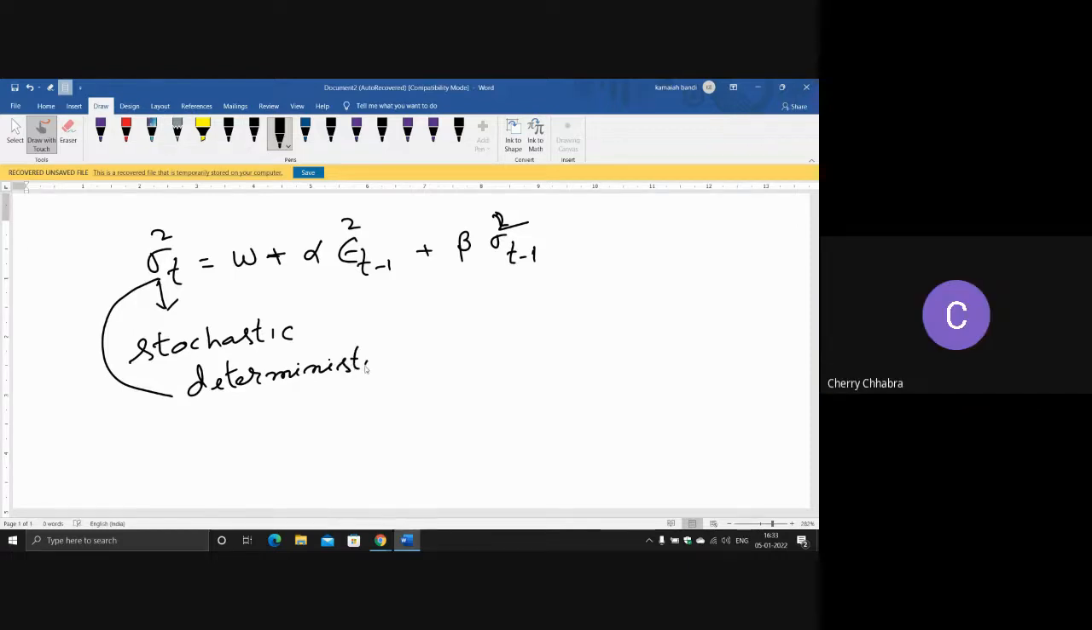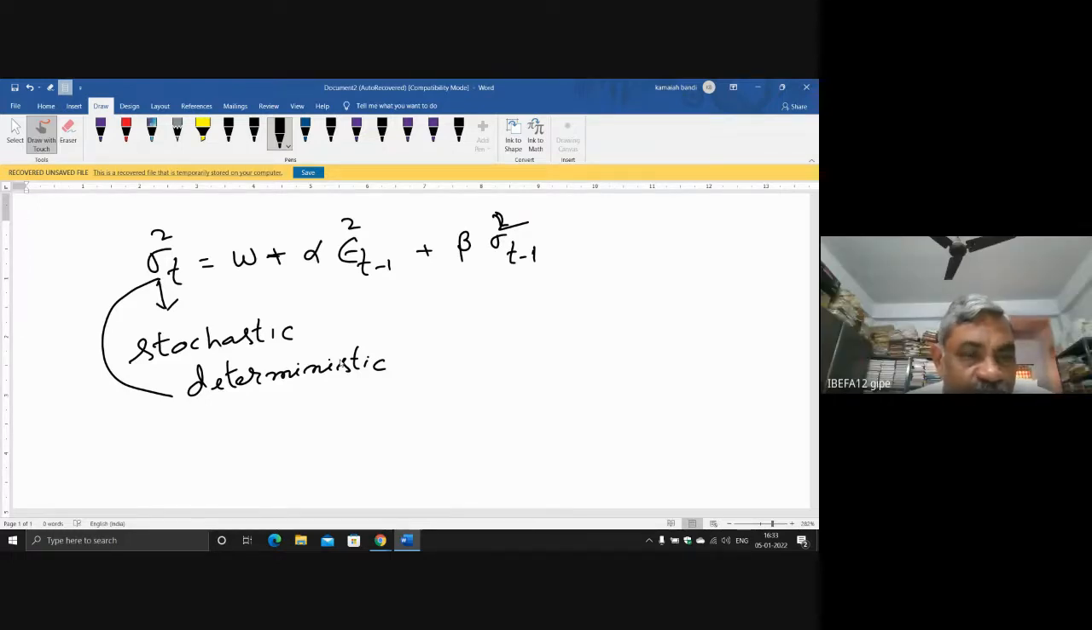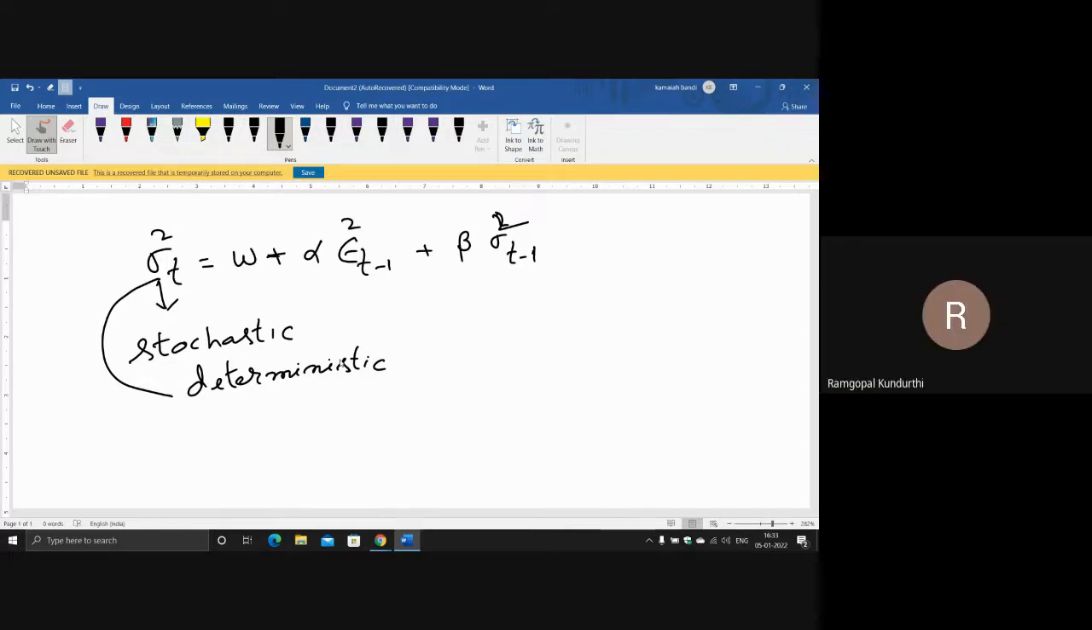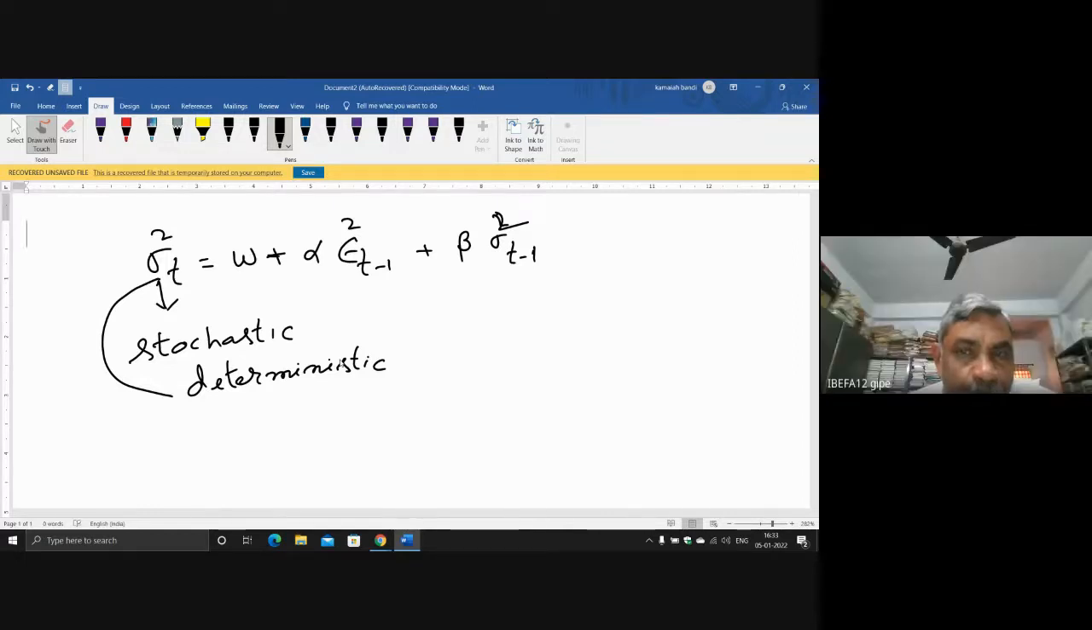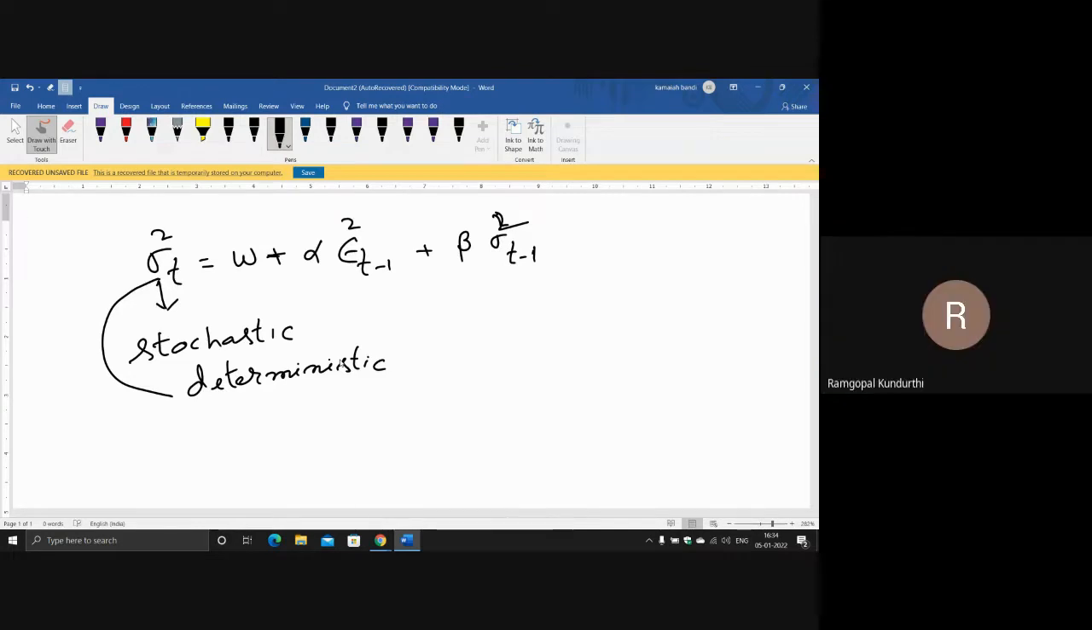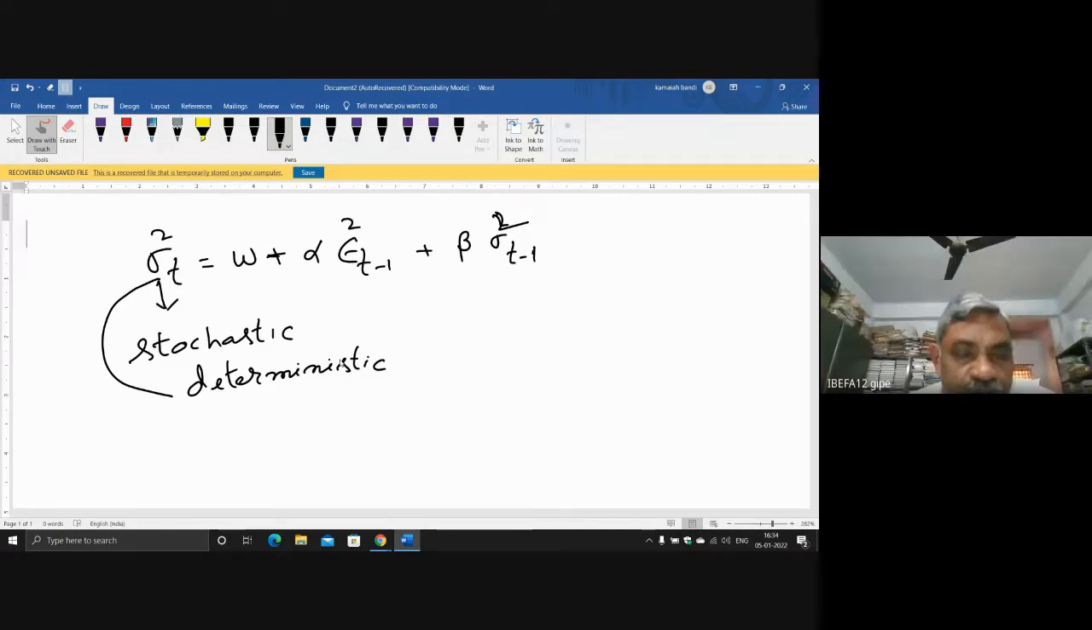Sir, even I feel stochastic, sir. Okay. Is there anyone who feels the other way in the class? It's conditional based on the previous volatility, determined by the two coefficients. Yes. So therefore, maybe deterministic you can call it. Yes, you are right. It is deterministic.